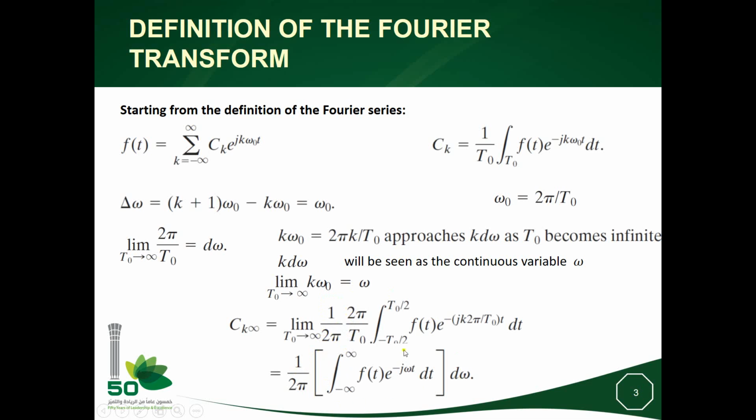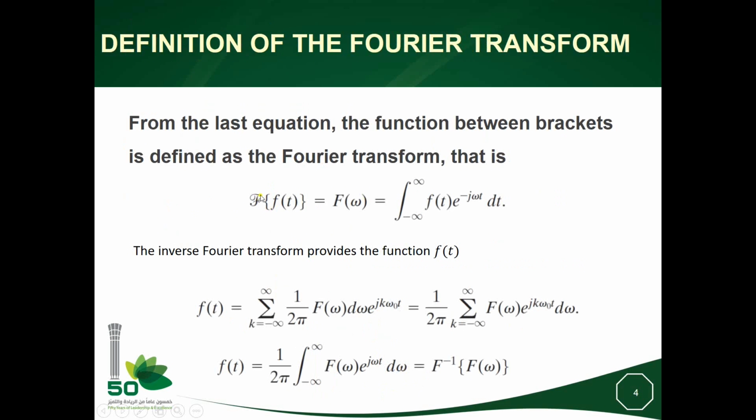Now the term between brackets, we will call it the Fourier transform of f(t), which is simply a complex number that results from integration with respect to time of the function f(t) exponential minus j omega t. So we define the Fourier transform of f(t): F calligraphic of f(t) stands for the Fourier transform of f(t), and it is of course a function dependent on omega, and it is the integral from minus infinity to plus infinity of f(t) exponential minus j omega t dt.